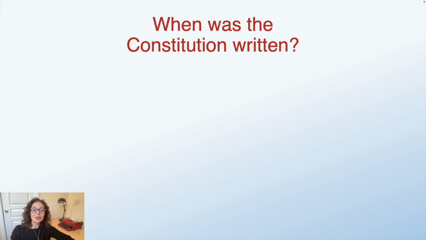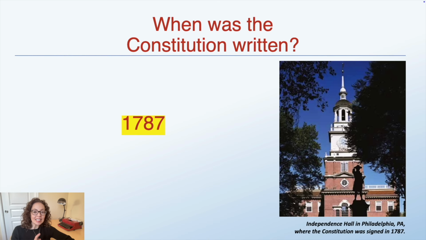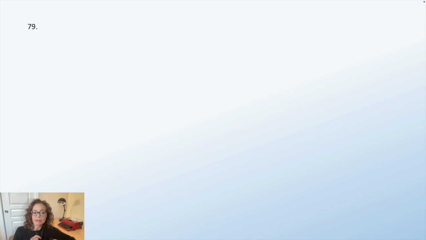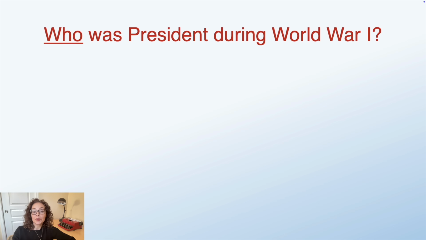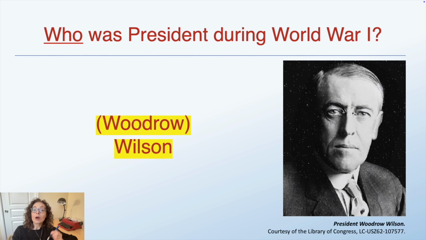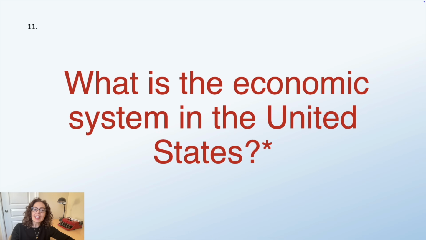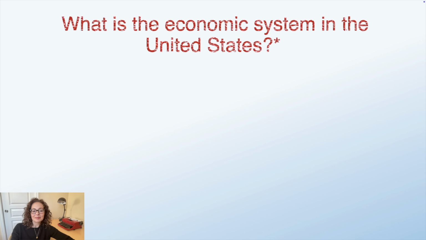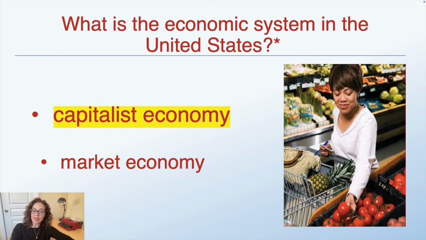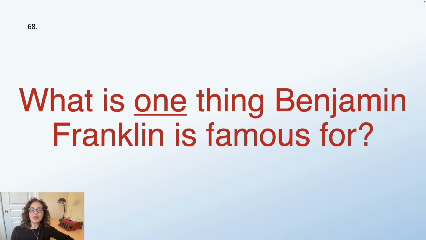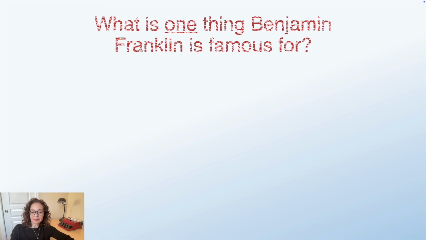When was the Constitution written? The Constitution was written in 1787. Who was president during World War I? The president during World War I was Woodrow Wilson. What is the economic system in the United States? It's a capitalist economy. What is 1 thing Benjamin Franklin is famous for?